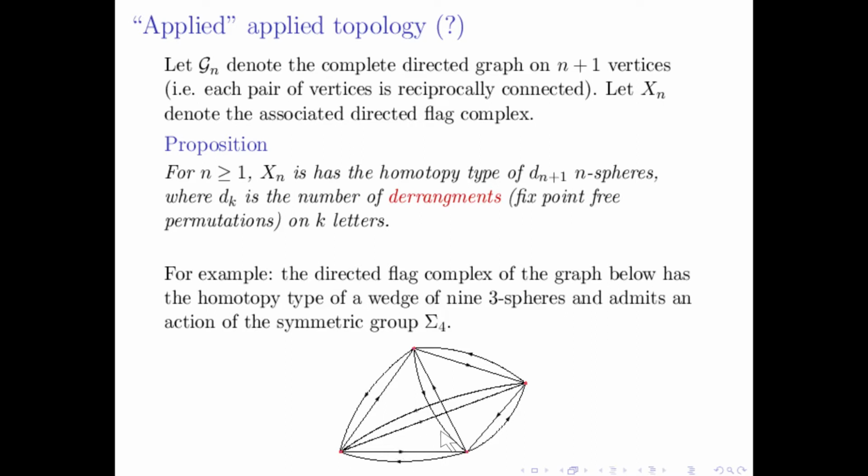So, for example, this little guy here, which is 4 points, all connected reciprocally. If you take the directed flag complex associated with it, then it gives you a space of the homotopy type of a wedge of 9 3-spheres, and that has an action of sigma 4, which is kind of interesting because I don't know of many spaces of the homotopy type of a wedge of 9 3-spheres with an action of sigma 4. It's in fact pretty difficult to imagine one of these, but here it is.